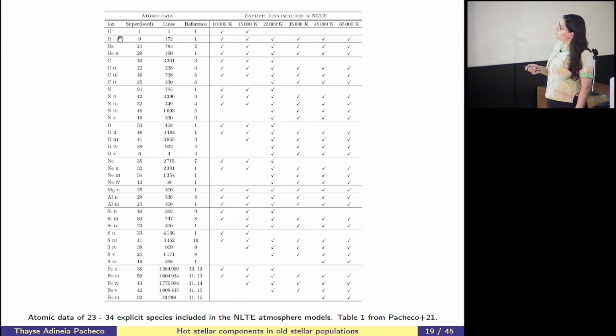These are all the ions we included for different effective temperatures. We chose these ions considering the ionization energy for each effective temperature.